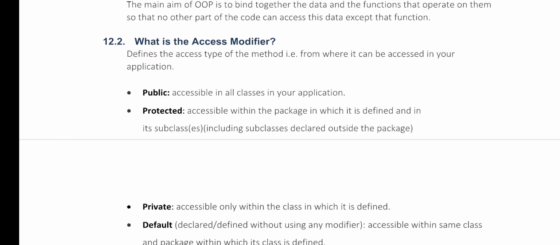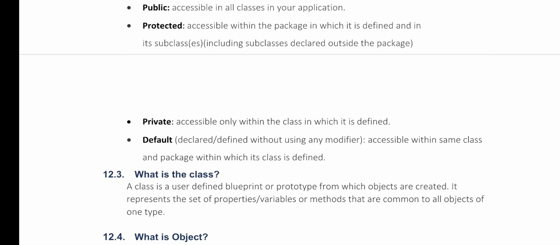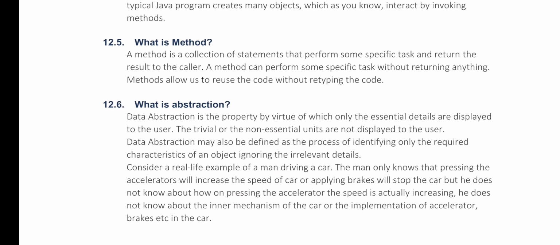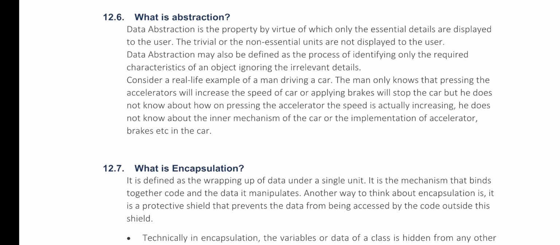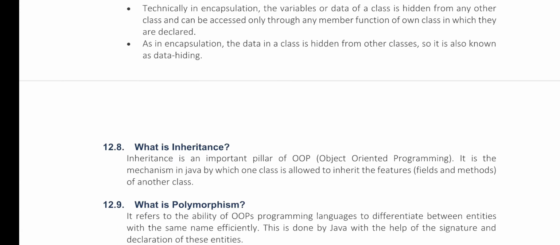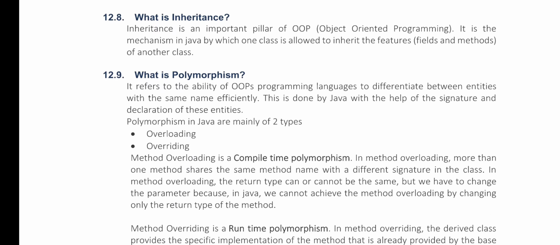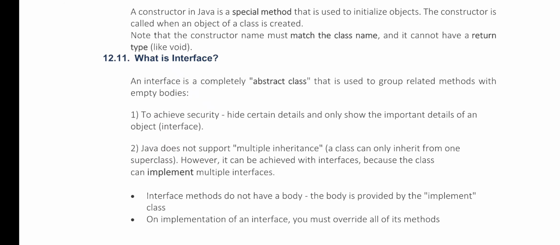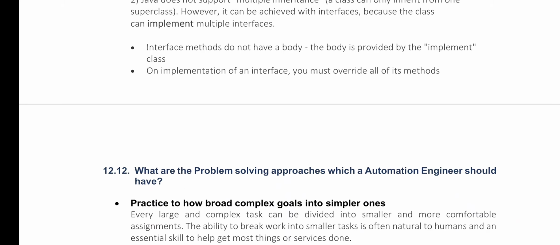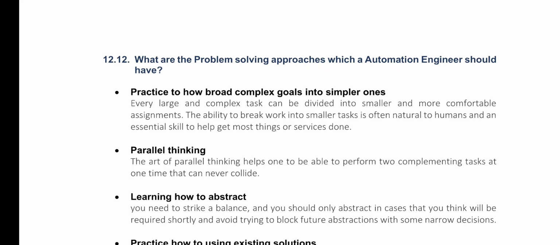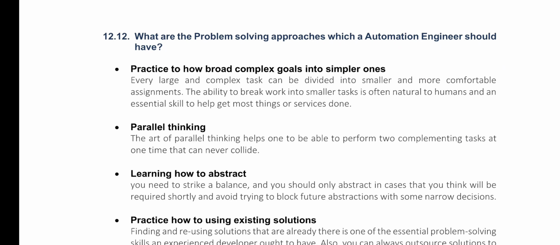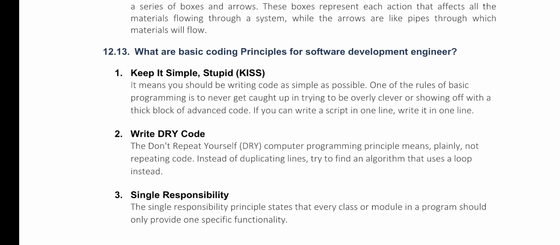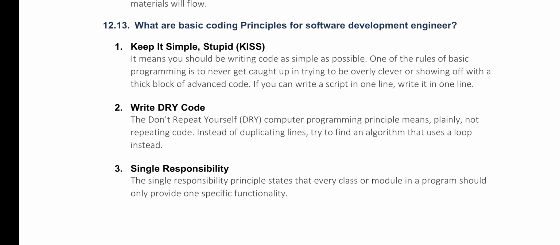What is OOP? What is the access modifier and the types of access modifier? What is a class? What is an object? What is a method? What is abstraction? What is encapsulation? What is inheritance? What is polymorphism? What is a constructor? What is interface? And what are the problem solving approaches which an automation engineer should have? Okay, and what are the basic coding principles for a software development engineer?